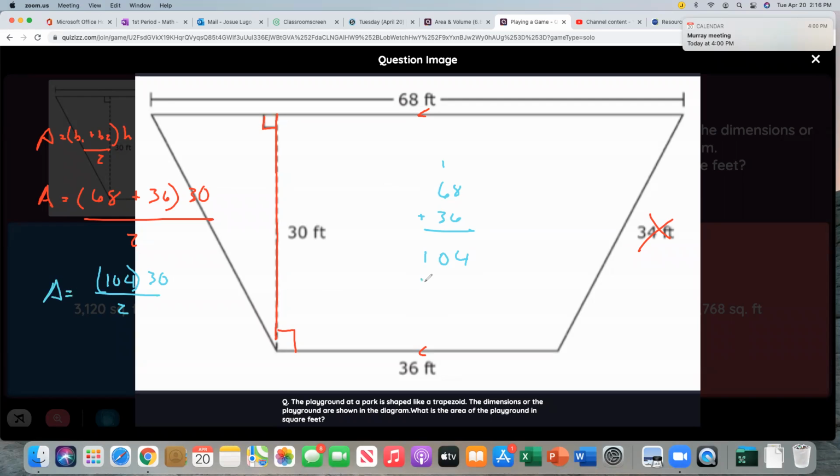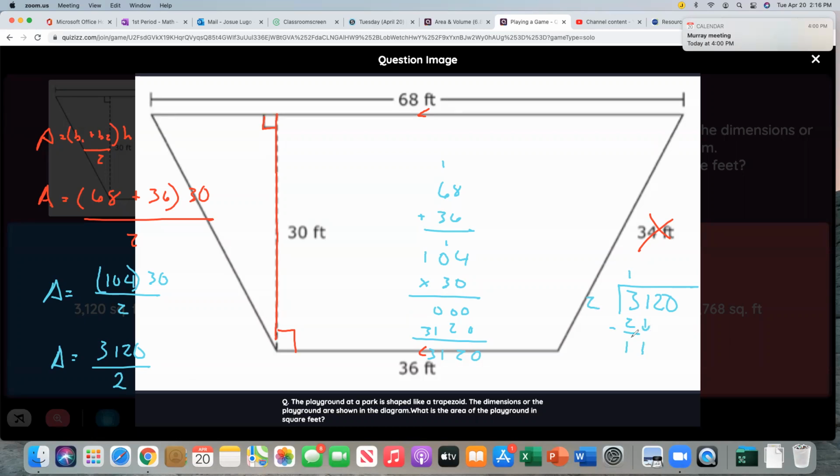So 104 times 30. 3 times 4 is 12, 1, 3, so that's going to give me 3,120. So my area is going to equal 3,120 divided by 2. So let's do 3,120 divided by 2. 2 goes into 3 once.